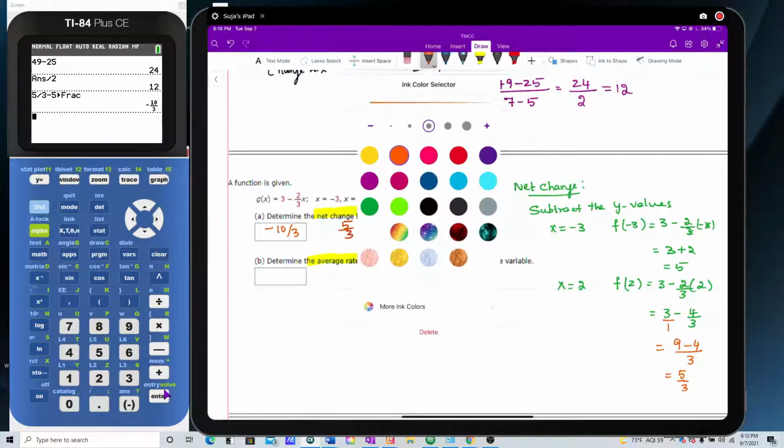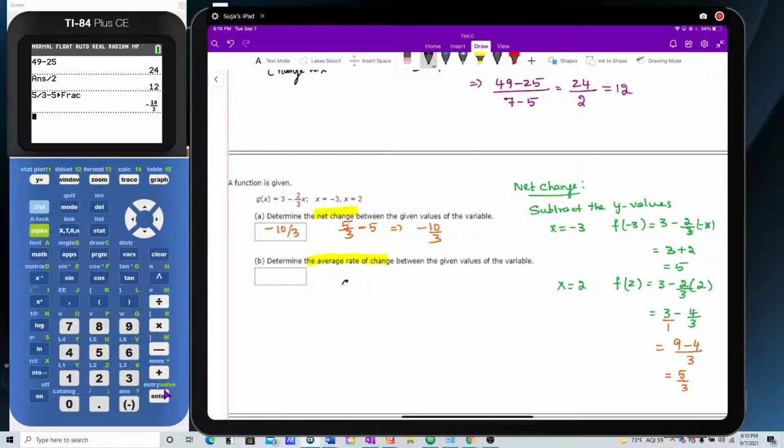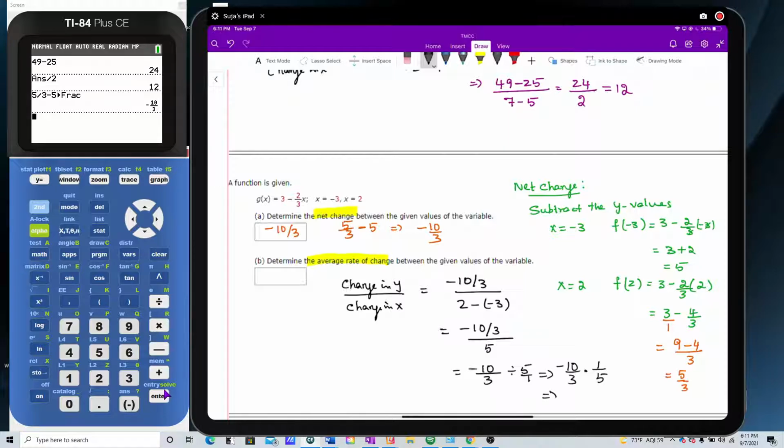Now, if you're asked to find the average rate of change, I need to find change in y over change in x. Now, we already know the change in y is -10 over 3. Now, the change in x is going to be 2 minus -3. Okay, so it's -10 over 3 divided by 2 plus 3, which is 5. So it's taking -10 over 3 divided by 5. So it's understood there's a 1 on the bottom here. So this would become -10 over 3 times 1 over 5, which is -2/3, and that's what should go in here.